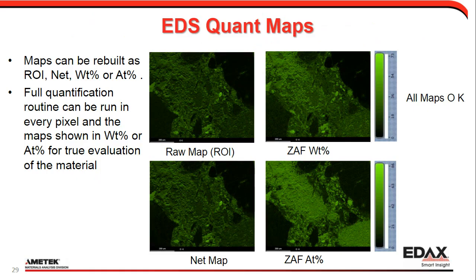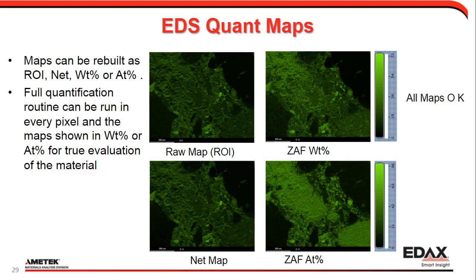In review mode, maps can be rebuilt into ROI, net, or ZAF, weight percentage, or atomic percentage. You can add or remove elements before the rebuilding process. So if you missed some elements during live mapping, you can always add them back to map rebuild. ROI is the raw map, net map is background subtracted and peak deconvoluted map.